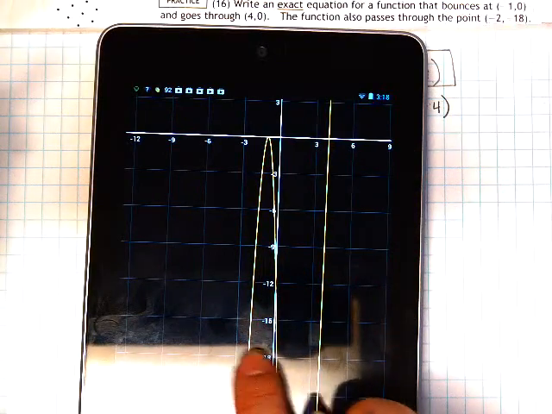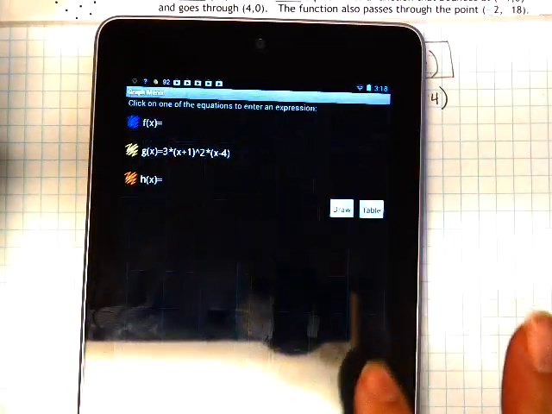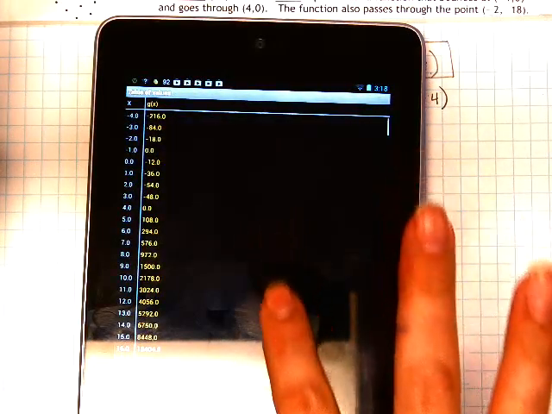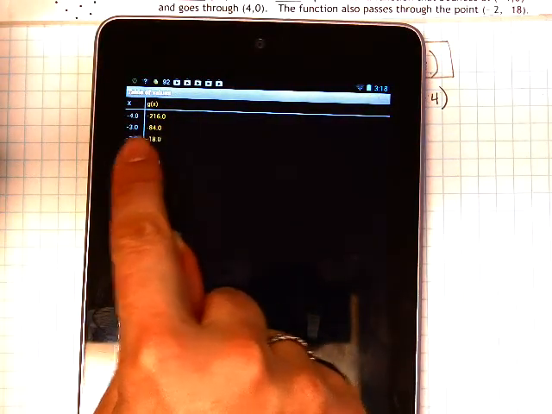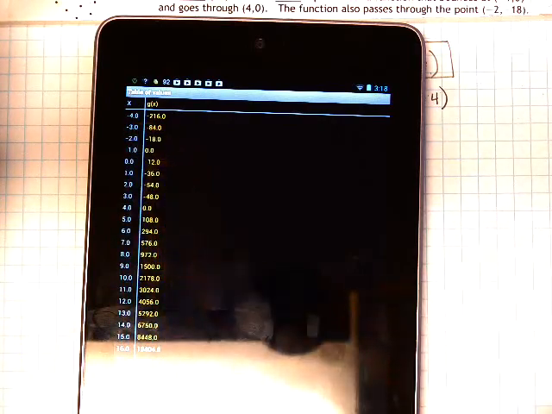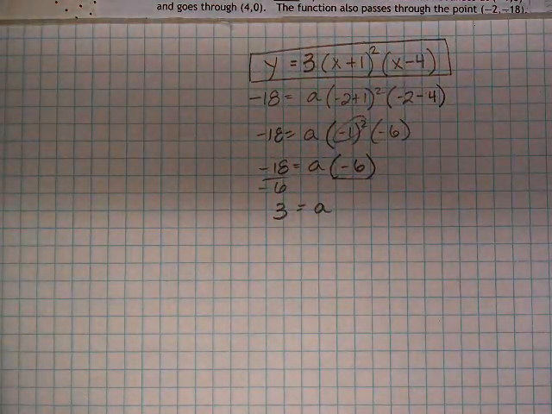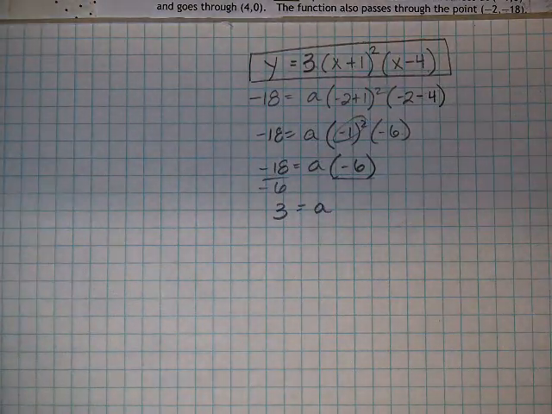So maybe it's not real clear, but most of these also have a table function. So if you look at the table function, if you look right up here, it's negative 2, negative 18, so it really was going through. So we can be fairly confident that this graph will represent what it is that I'm looking for here. Okay, so that works. Cool.